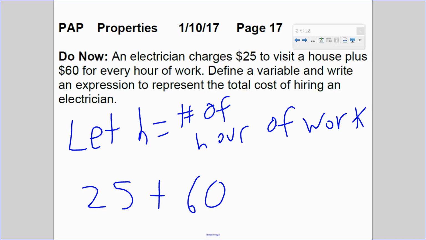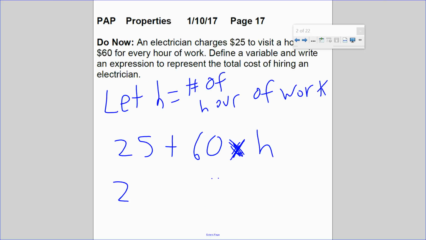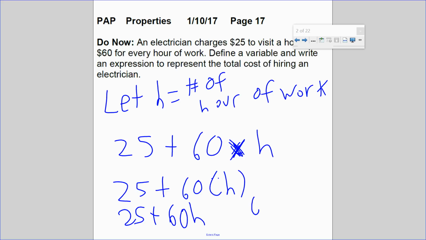The electrician charges $25 to visit a house plus $60 for every hour of work. So in 1 hour, you pay $60. In 2 hours, you pay $120. In 3 hours, you pay $180. So it must be $60 times the number of hours. It could also be written as 25 plus 60 times H, or 25 plus 60H. I'll even take 60H plus 25. Today, using properties, you're going to realize that this is equivalent to this.